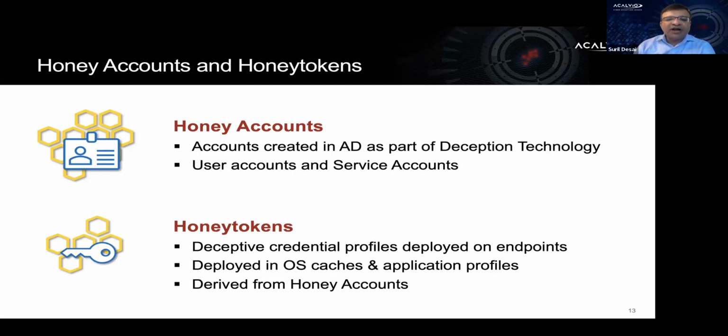Honey tokens are deceptive credential profiles deployed on endpoints. These can be deployed in operating system caches. They can also be deployed in application profiles on the endpoint. The Honey tokens are derived from the Honey accounts. So these are effectively tightly interwoven, and they work symbiotically to help get a high fidelity of detection.